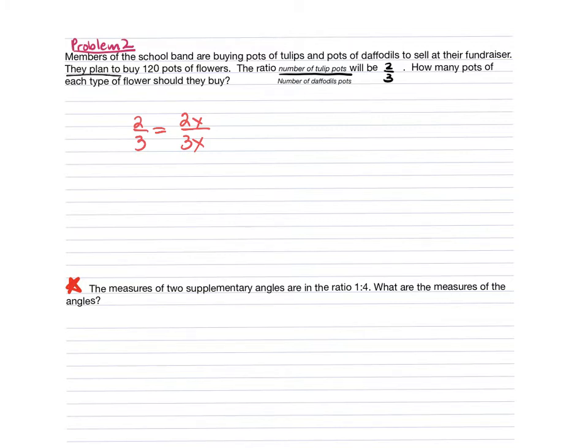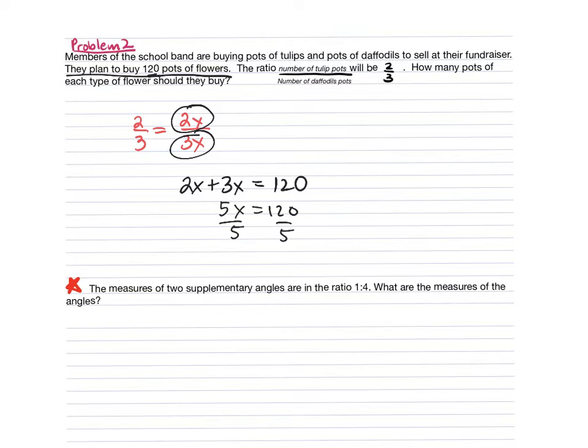And here we have, they plan on buying 120 pots. So if this is the original of tulips, 2x, and this is the original daffodils, 3x, we can add them together and we should get 120. So that's the equation we're going to use to solve for this x. So this is 5x equals 120. You divide both sides by 5. 120 divided by 5, it should be 40, right? No, 24. So x equals 24.